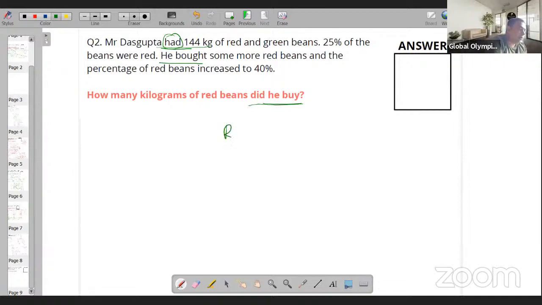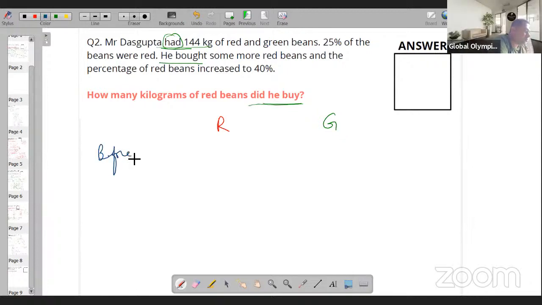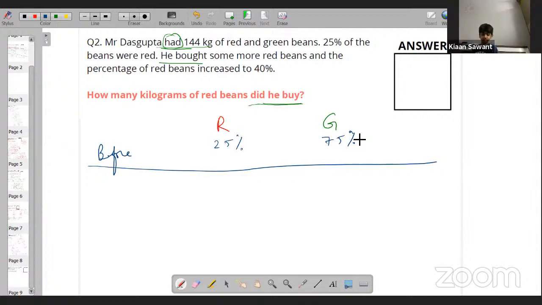Okay, so there are two kinds of beans, right? Let me just rub this out. So there are red beans and there are green beans, correct? Initially, that is before, what is the ratio? If I say red is 25%, then green has to be 75%. Correct or not? So what is the ratio? The ratio is 1:3.